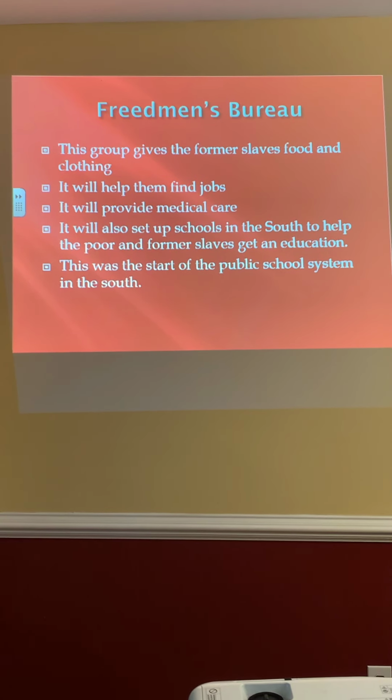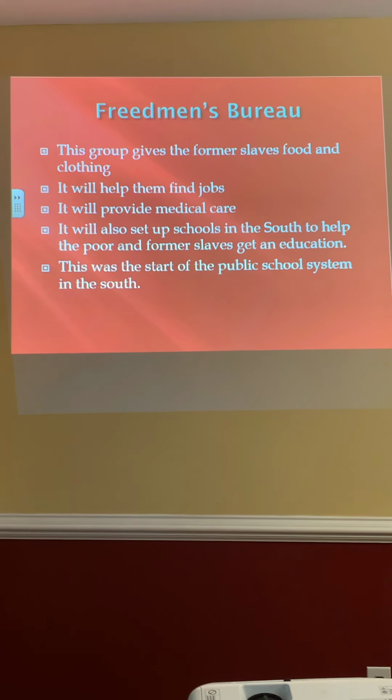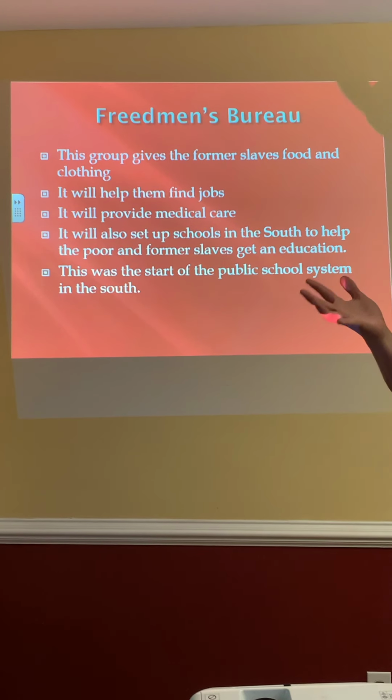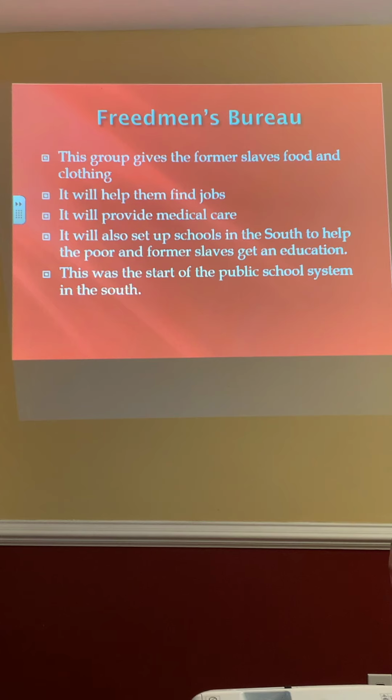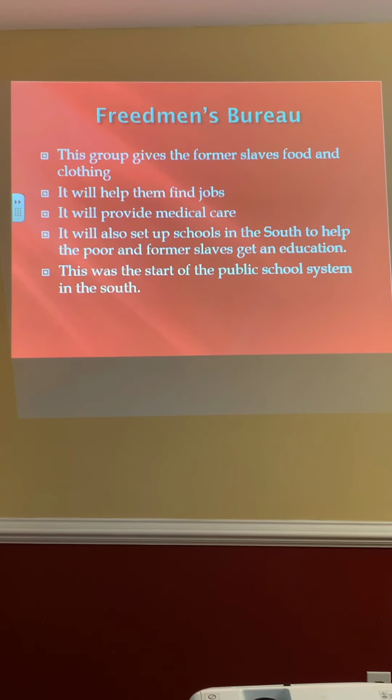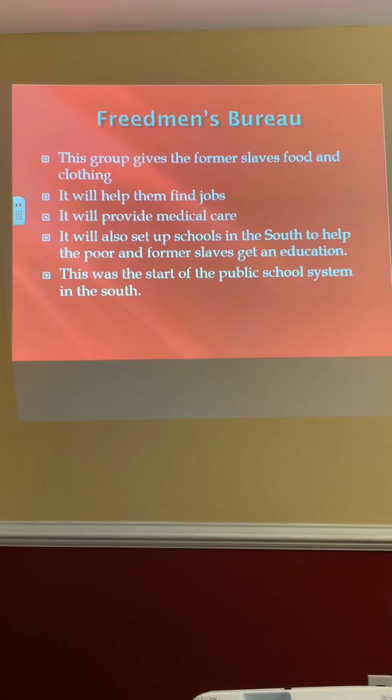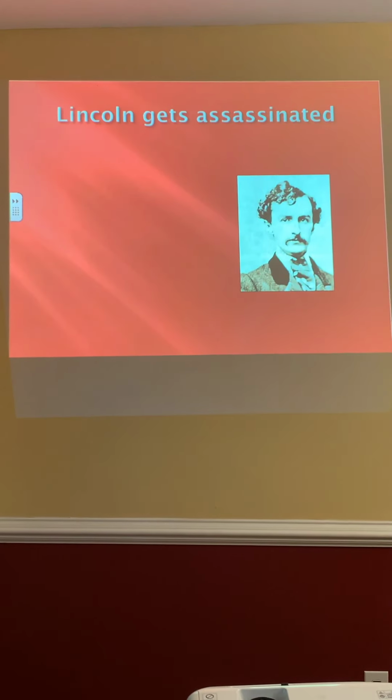It's going to be very important for them to try and get on an equal footing with other people, being that they've never really been taught how to read and write. Ignorance is not a good thing, okay?